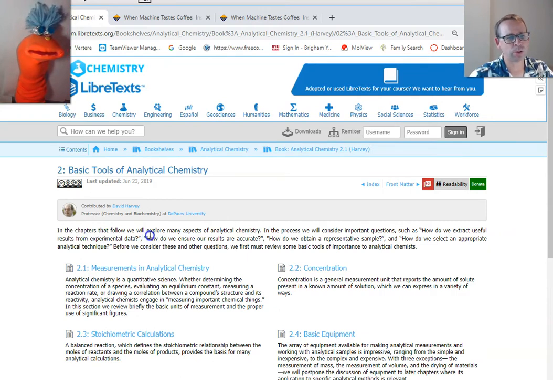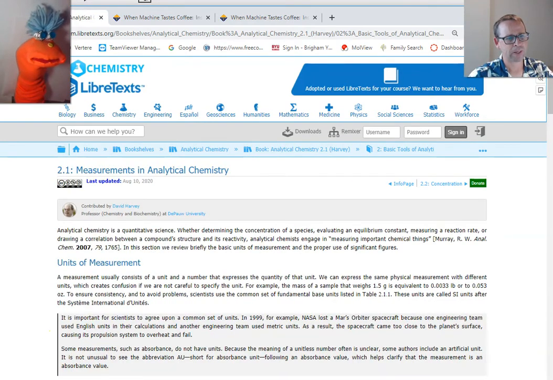In this chapter, we're going to learn about the different measurements, different units that we use. We're going to talk about significant figures, concentrations, reactions, balanced reactions, moles. Most of this will be review, but some of the problems will be a little more in depth than what we were used to. Okay? Very good. So, measurements in analytical chemistry.